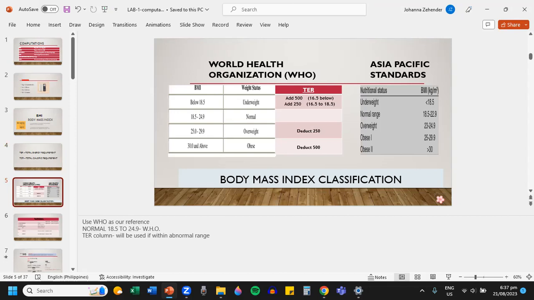Now, by Asia Pacific standards, as you can see on the right side of this slide, you can see some differences.